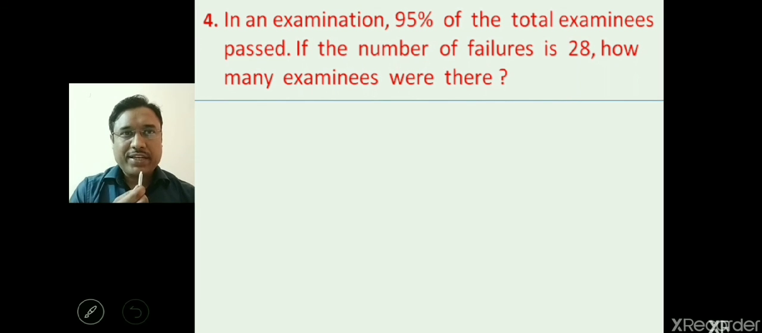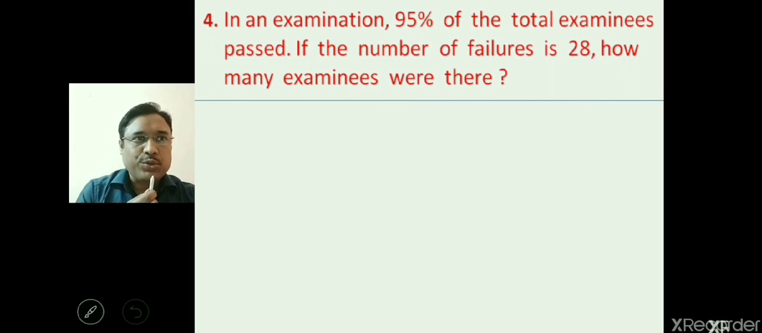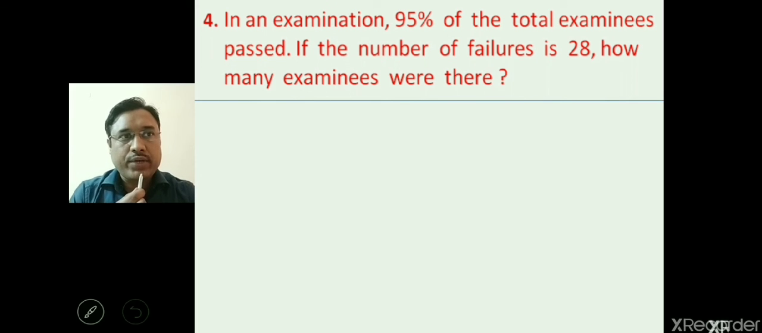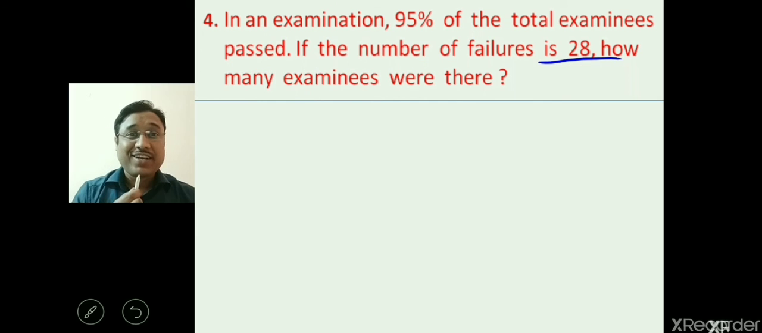Now the next question is that in an examination 95% of the total examinees passed. And if the number of failures is 28, it is written here, then how many examinees were there? That you have to find. How many examinees have taken part in the examination? Okay, so how will you do that?